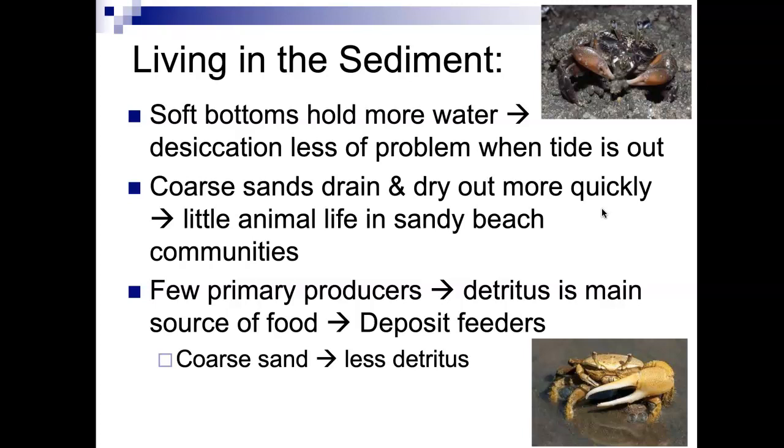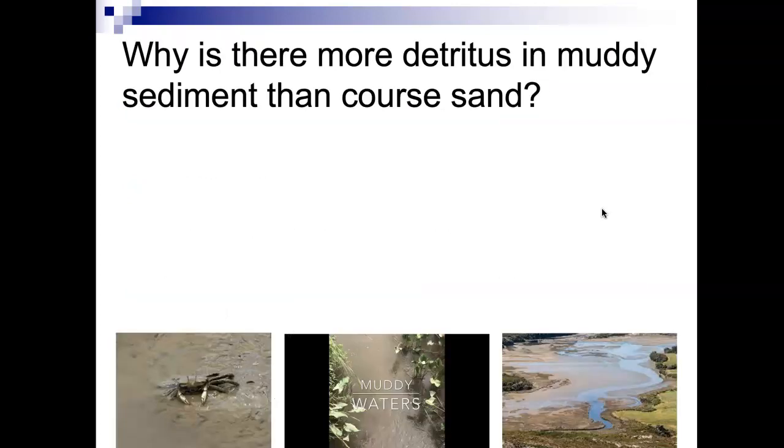So this again is a big difference from your rocky shore communities where you didn't have very many deposit feeders because there weren't deposits to feed on, right? So that's the opposite here. Coarse sand also is going to have less detritus because again, that water is going to kind of wash it through. So that's another reason why your sandy beaches are going to be less diverse than your estuarine muddy communities. Silt and clay is going to be much more rich in detritus.